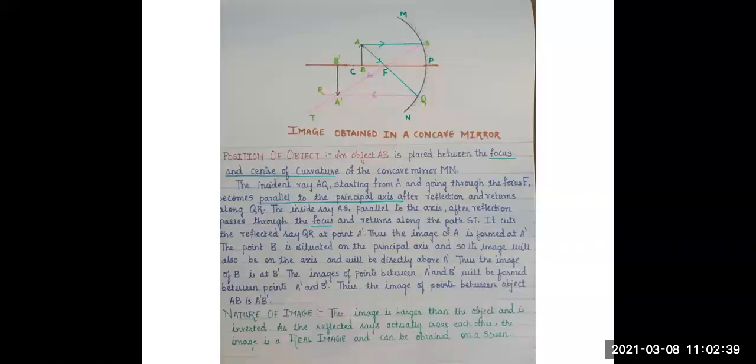Okay, now you can see that these two reflected rays intersect each other at a point. Now that point of intersection we have at A dash. Okay, now the image is inverted. You can see that AB is having arrow headed upwards while A dash B dash is having arrow headed downwards. Now the object is AB and the image obtained is A dash B dash.